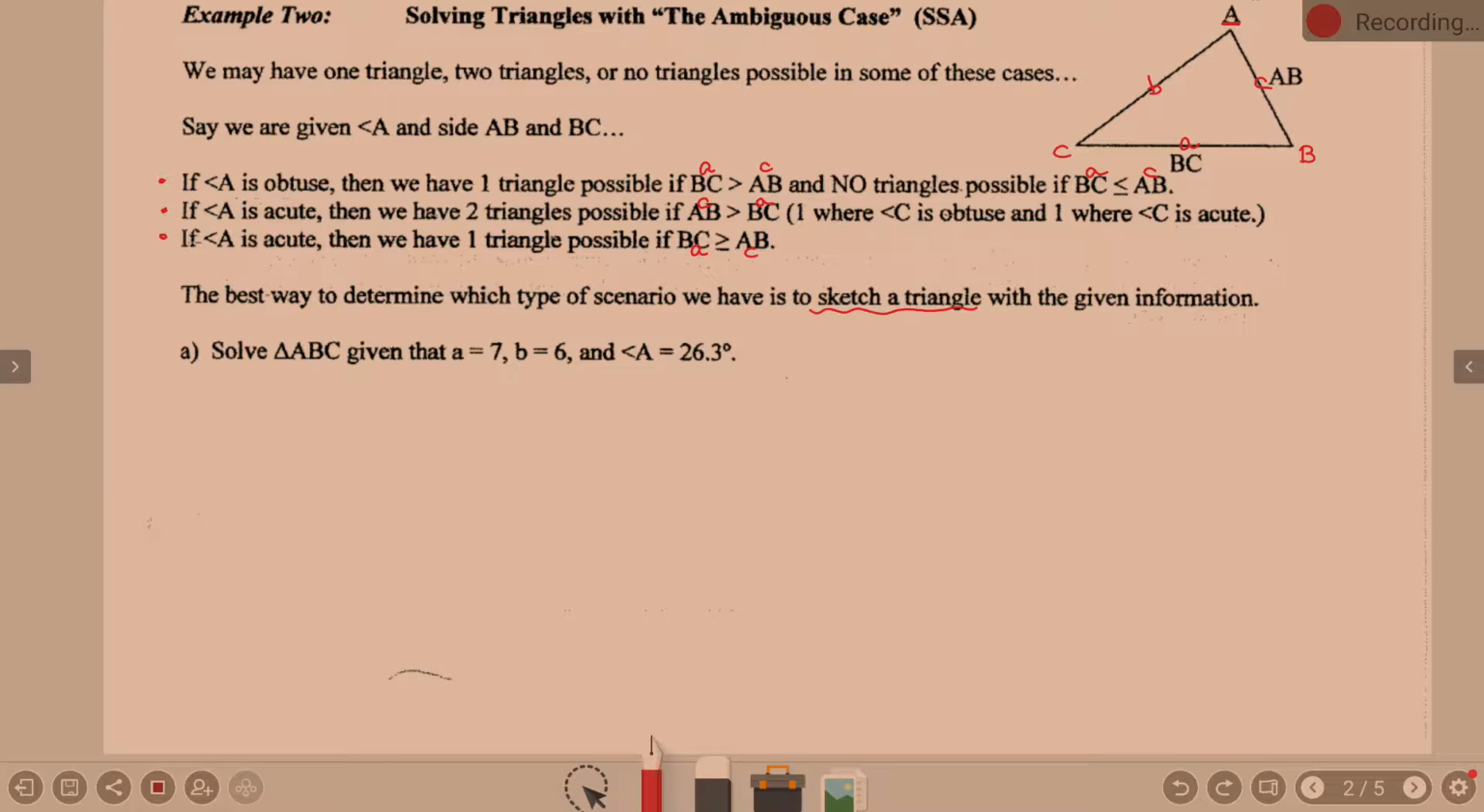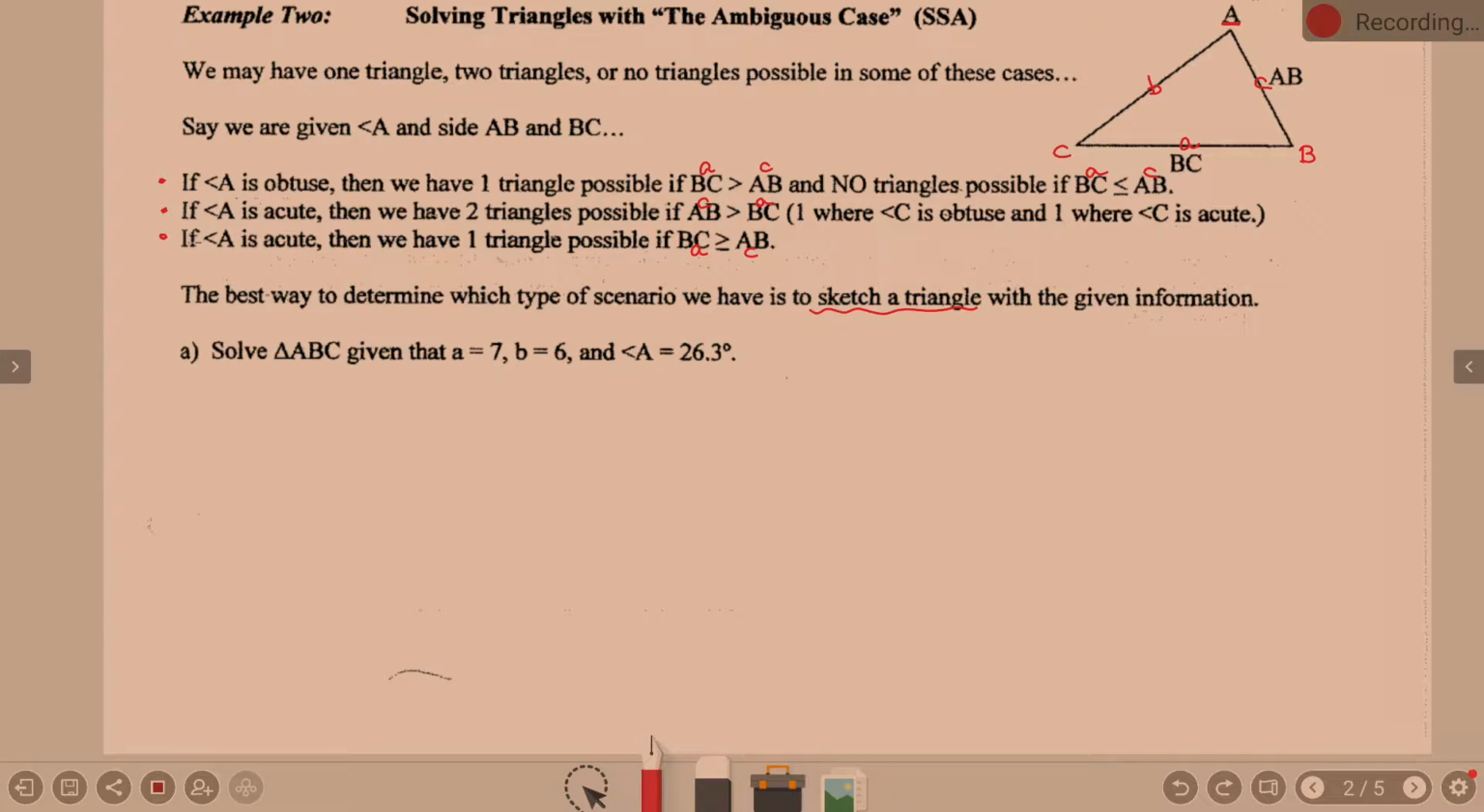Solve triangle ABC. Remember, solving the triangle means I'm just finding the missing pieces, right? So most of the time in this lesson, that's going to mean finding 3 pieces. So given that side A is 7, side B is 6, and angle A is 26.3 degrees.